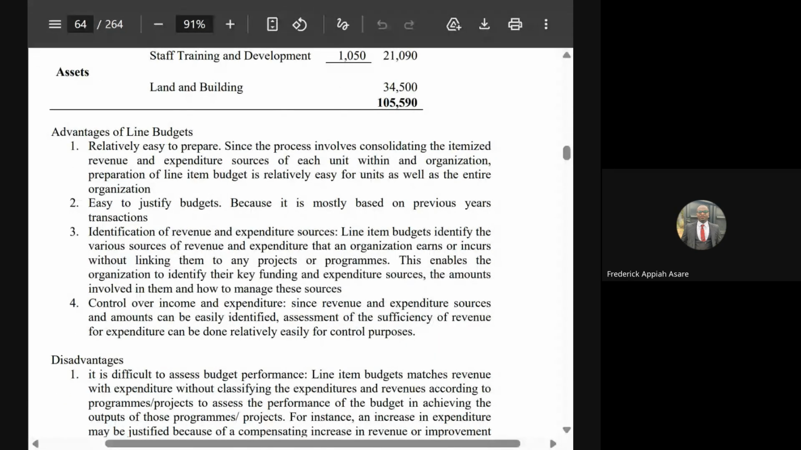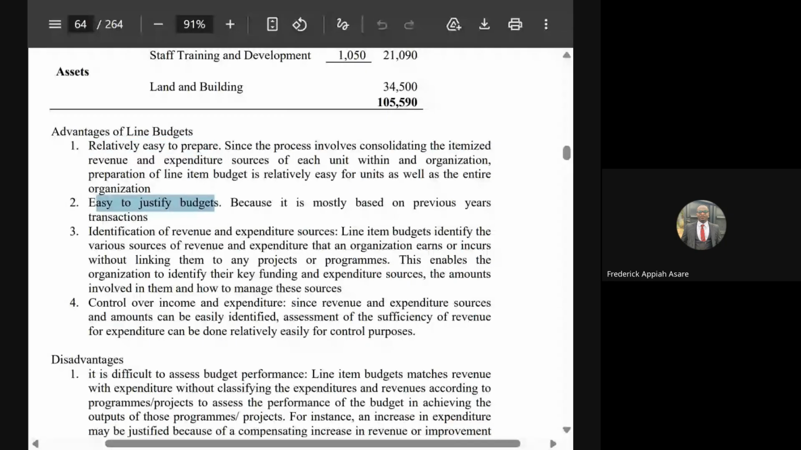These are some of the advantages of the line budget. Relatively easy to prepare, yes. If I tell you to prepare a budget for the school that you are attending right now, you can get the amount spent on school fees, the amount spent on books, the amount spent on transportation. To be easy, you just sum up all the items that you spent on school fees and put it under school fees. All the amount that you have spent on buying course materials, you also sum them up there. All the amount that you spent on transportation, you also sum them up and add it there. It is very easy to prepare when you compare it to other forms of budgeting.